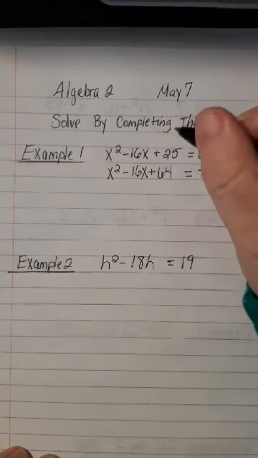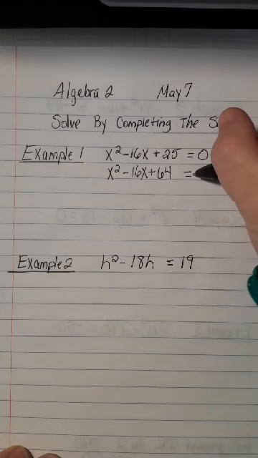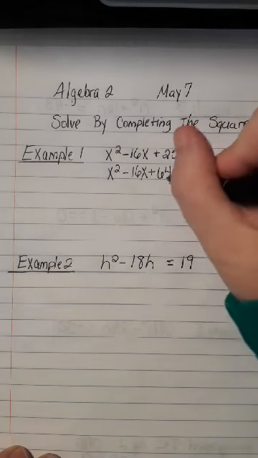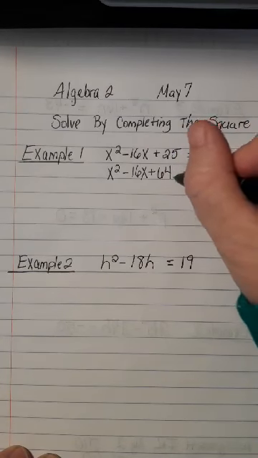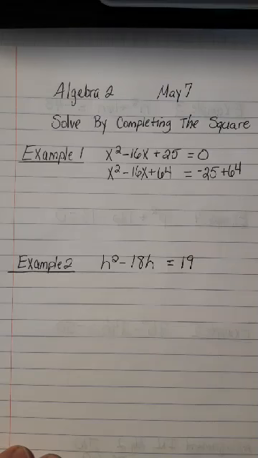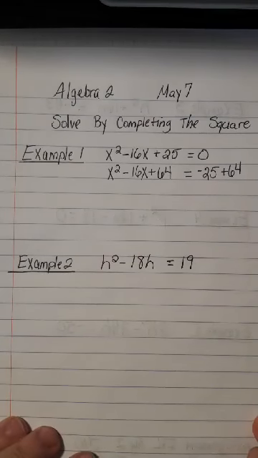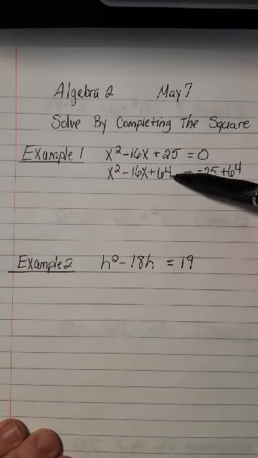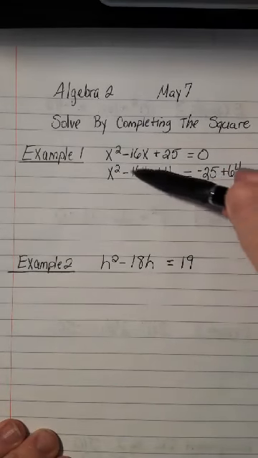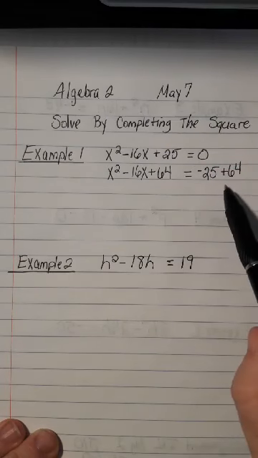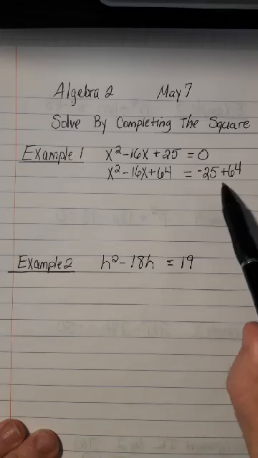Okay, now where the new part comes in is we've got an equation. And so we just added a big number to one side of the equation, and it's going to make it unbalanced. So we have to add it to the right side of the equation. All right, so x squared minus 16x plus 64 is now our completed square, our perfect square trinomial. And now we've got negative 25 plus 64 on the right side that we've got to simplify.